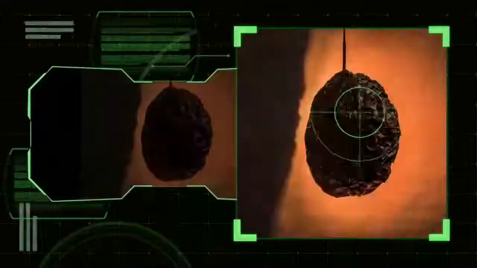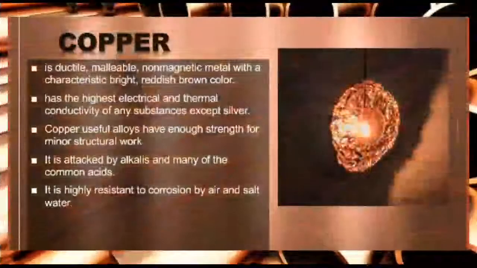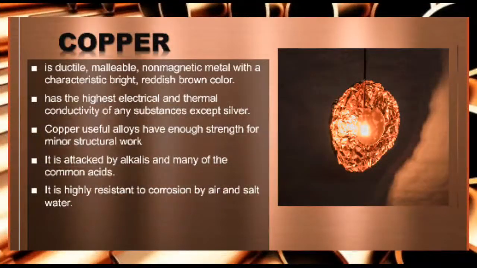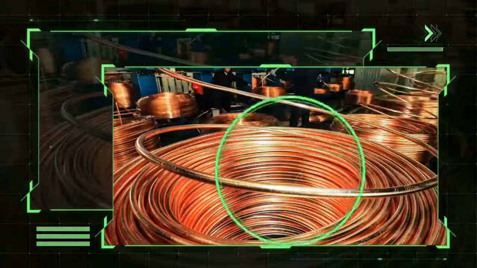Copper is a ductile, malleable, non-magnetic metal with a characteristic bright reddish-brown color. It has the highest electrical and thermal conductivity of any substance except silver. It is highly resistant to corrosion by air and salt water.